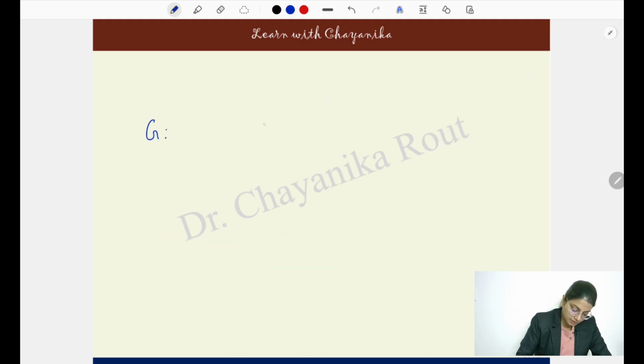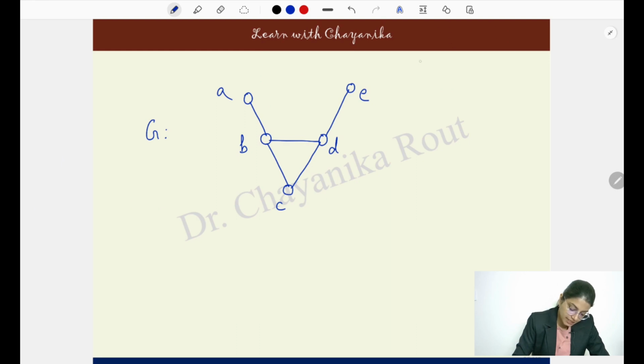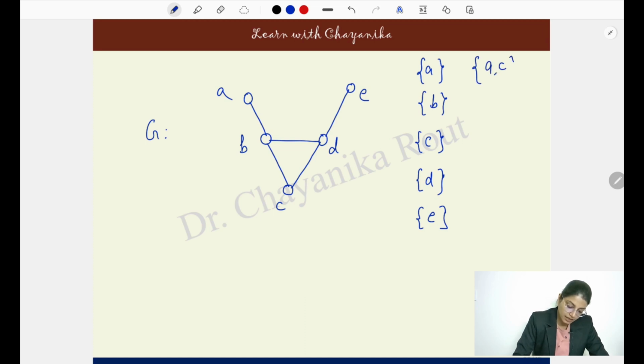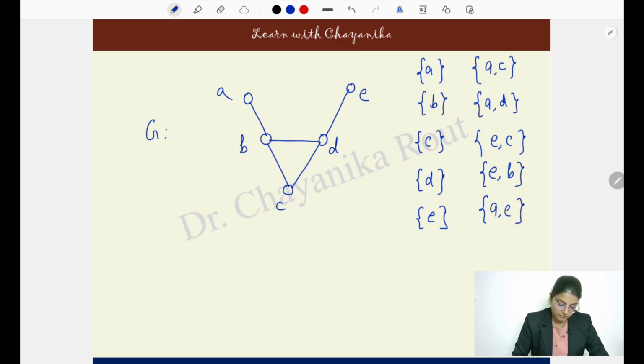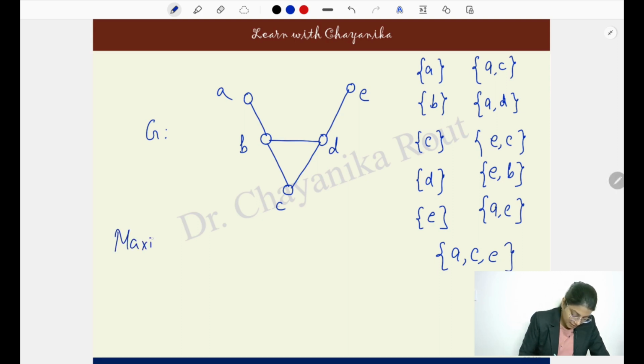Let's see another example. Suppose this graph has vertices A, B, C, D, E. Here if we list down all the independent sets, we have singletons A, B, C, D and E, and the independent sets of size 2 are AC, AD, EC, EB and AE. There is an independent set of size 3 also, ACE. So the maximum independent set is the one with the largest cardinality, ACE. So the independence number is 3.